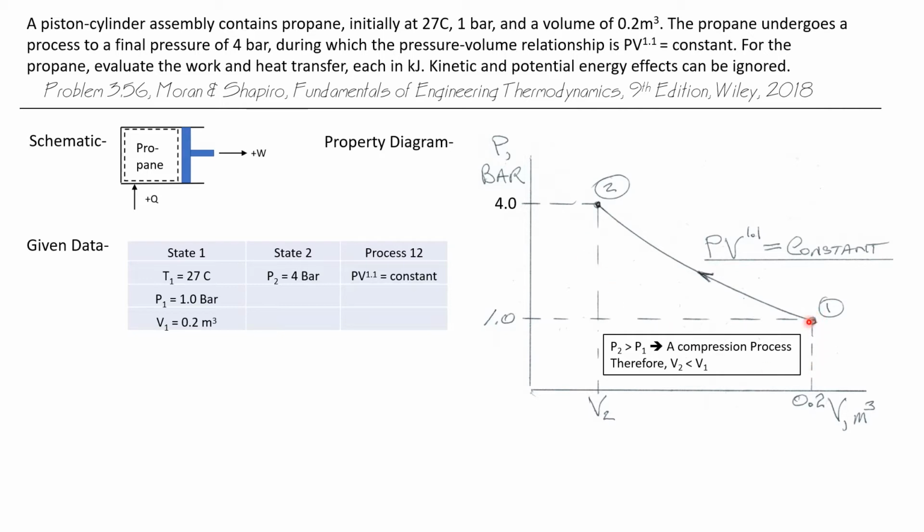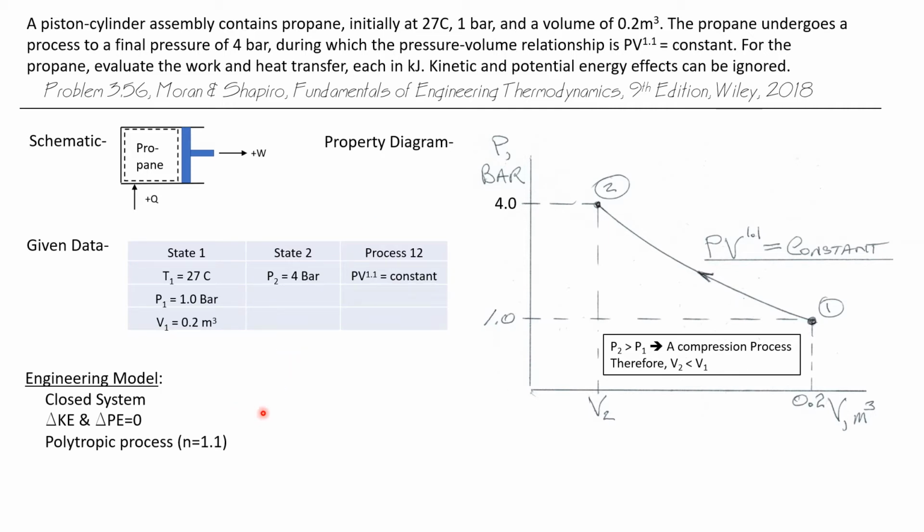Let's draw this process on a PV diagram. State 1 is located here at a pressure of 1 bar and a volume of 0.2 cubic meters. A polytropic process with an exponent value n of 1.1 will always look like a concave curve. I'm drawing this, taking us up to state 2, and it ends when this process reaches a pressure of 4 bar. The volume at state 2, we'll just call V2 because it is, as of this point, unknown.